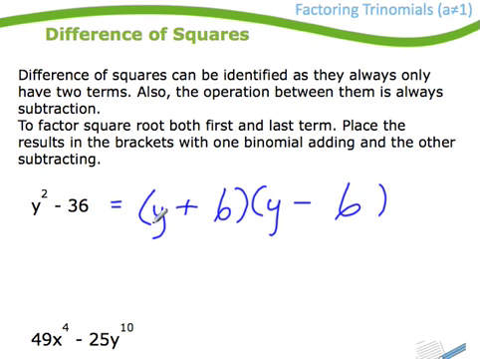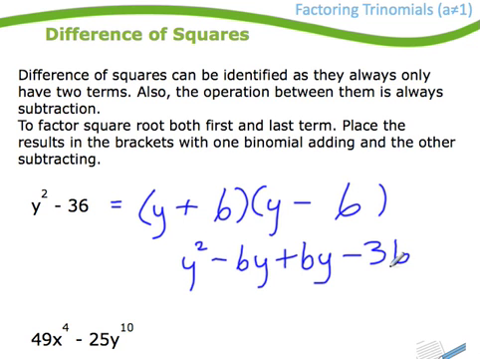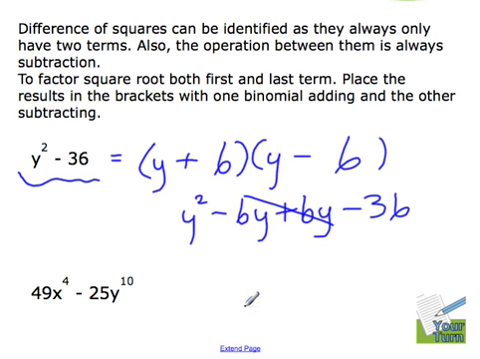Let's check this one. Y times y is y squared. Y times minus 6y. 6 times y is a plus 6y. See what's going to happen there? 6 times minus 6 is a minus 36. So these middle terms cancel, leaving me with y squared minus 36. And that's sort of the trick that you see with difference of squares.